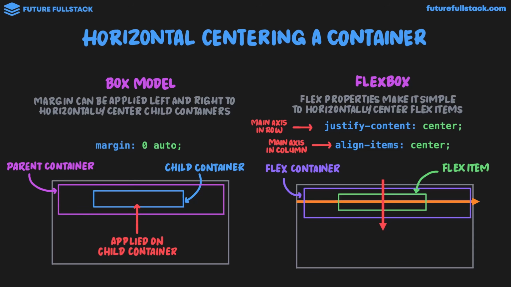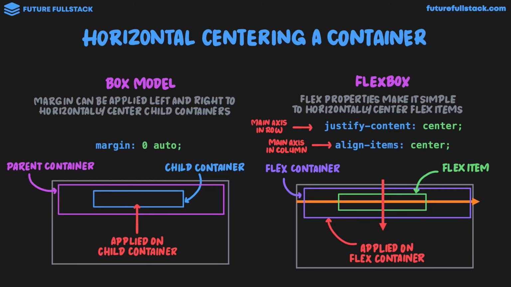Now this works even when our flex container doesn't have a set width, and that's because the flex container is most likely a block element, which by default will extend the full width of the page. So even if there is no width set on the flex container, it will have width, which means that there's space horizontally for the flex item to move. It's also important to note that the Flexbox properties, Justify Content and Align Items, are applied on the flex container. This is different to the box model, where margin was applied on the child container.